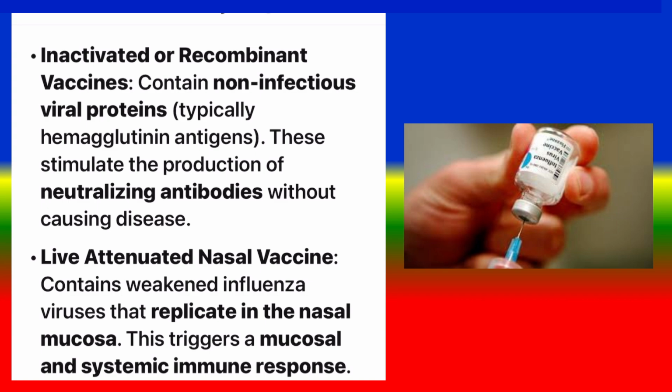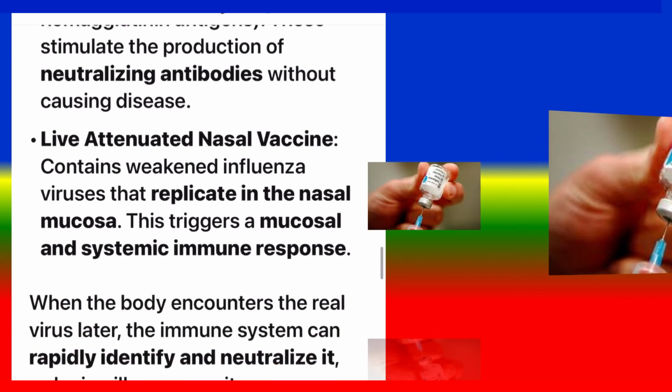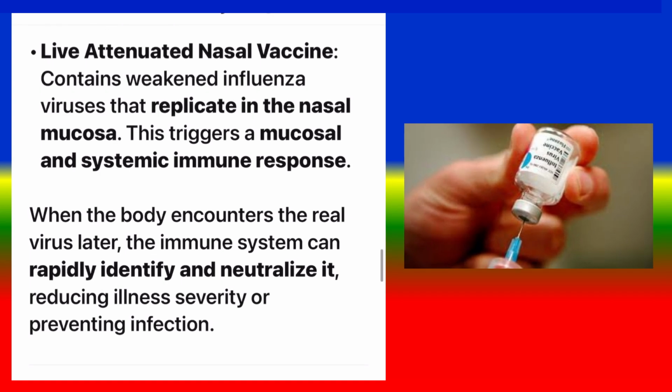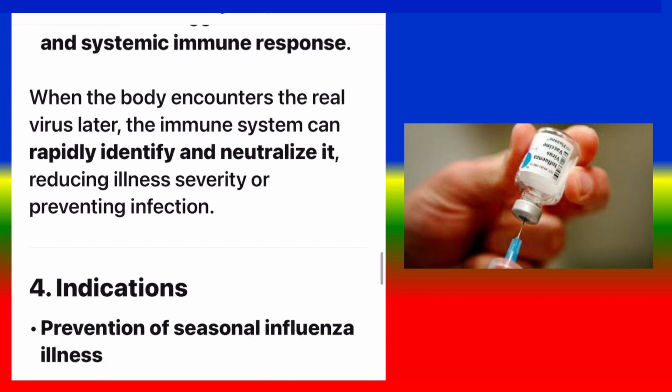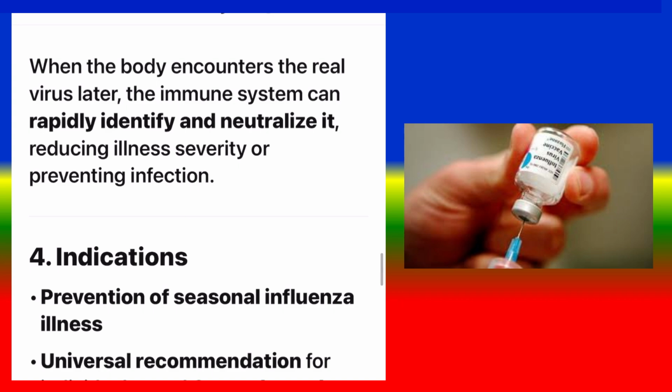Live attenuated nasal vaccine contains weakened influenza viruses that replicate in the nasal mucosa. This triggers a mucosal and systemic immune response. When the body encounters the real virus later, the immune system can rapidly identify and neutralize it, reducing illness severity or preventing infection.